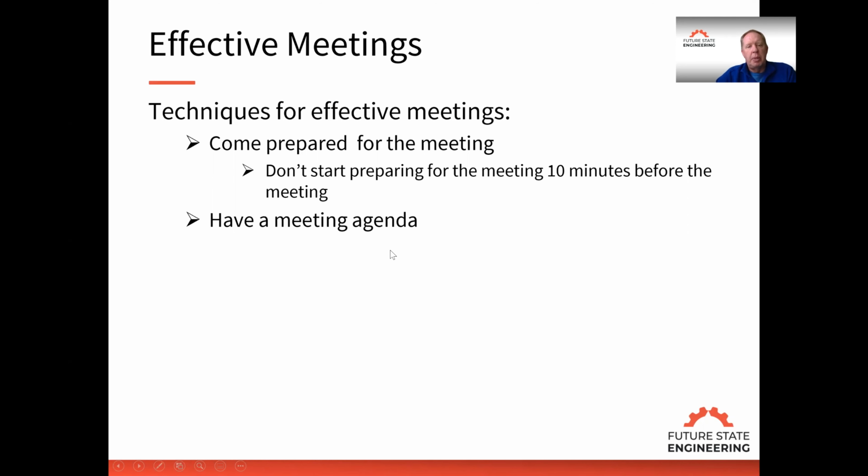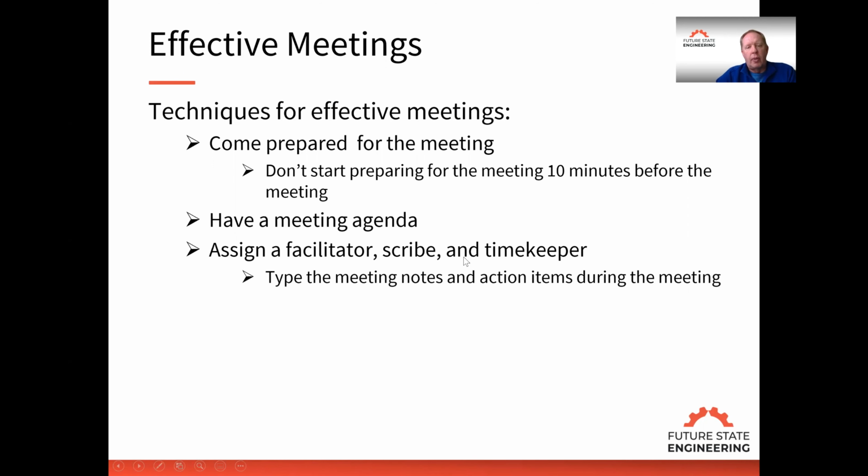Second, always have a meeting agenda. We can't have an effective meeting without an agenda. Also, assign somebody that's going to facilitate the meeting, somebody that's going to be the scribe, and somebody that's going to be the timekeeper to keep the meeting on schedule. For the scribe, I always like to take the meeting notes in the meeting and assign action items during the meeting. So at the end of the meeting, the minutes can be distributed and you're not spending time after the meeting to do the minutes.